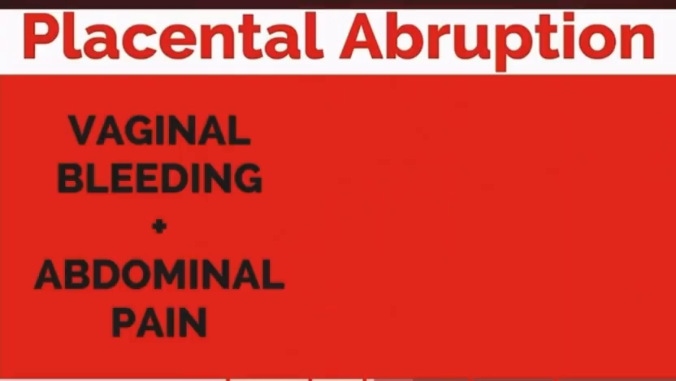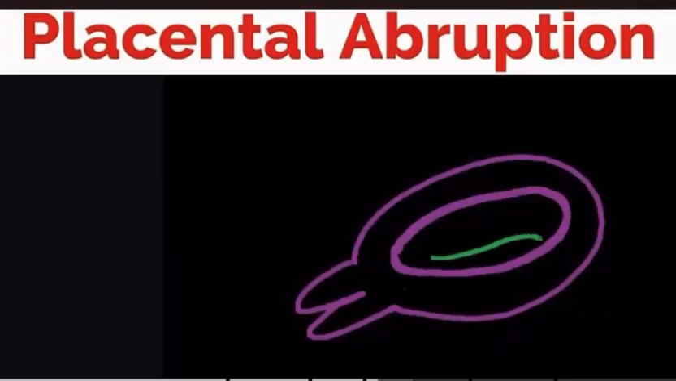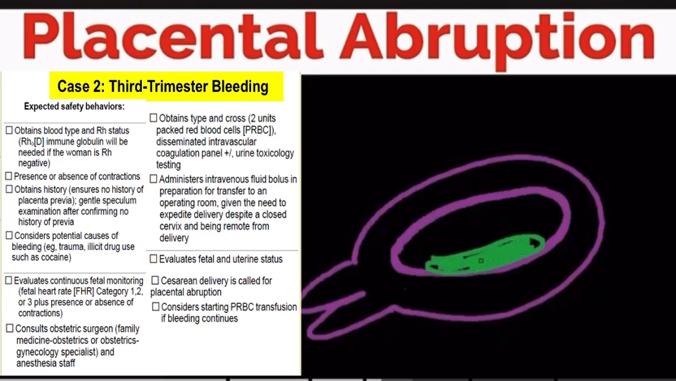This is vaginal bleeding with abdominal pain. Here is the placenta that is normally attached to the endometrial wall. If this starts to separate with a placental abruption, then there is usually painful vaginal bleeding. Note that there can be concealed bleeding if the blood is trapped behind the placenta and cannot exit.